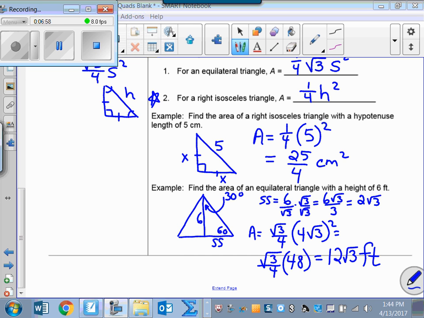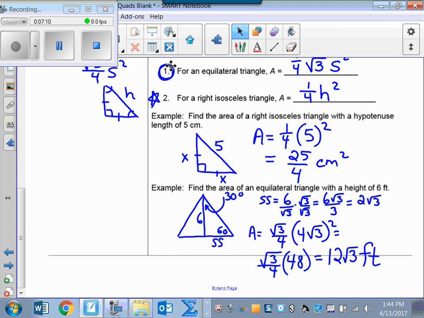Okay. Find the area of an equilateral triangle with a height of 6 feet. All right, so what I was going to do is use this little formula up here that says for an equilateral triangle, I can find the area by multiplying 1/4 times the square root of 3 times the side length squared. So I need to find my side length. So here's my height, 6, and I know that dropping that altitude there from that vertex gives me a 30, 60, 90 triangle, right? This angle here is 30 degrees. So that means my long side is 6.